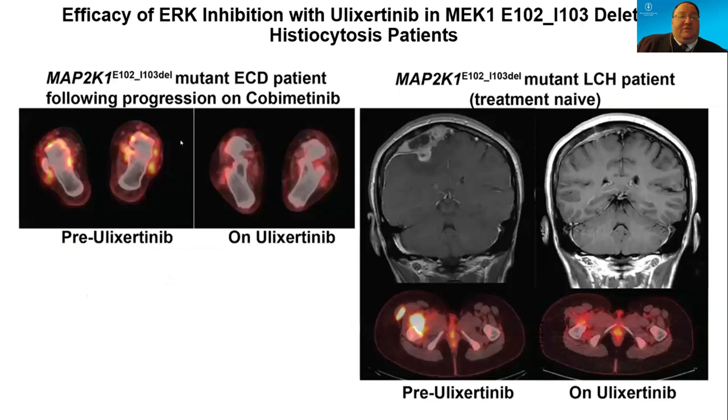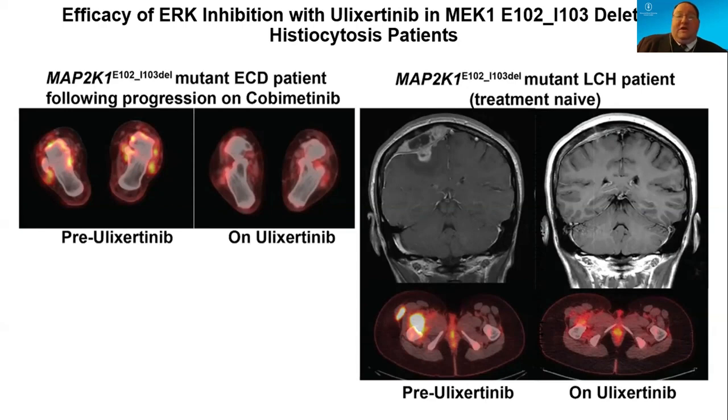And here are some examples clinically and radiographically where patients pre-ulixertinib, the ERK1/2 inhibitor, had extensive disease, and they responded beautifully to ulixertinib. And then some that we treated naive, and here's the LCH patient that had a MAP2K1 E203 deletion involving the central nervous system as well as the perirenal regions, and they responded very well to ulixertinib, while they had not been responding or had been progressing on allosteric MEK inhibitors such as cobimetinib.